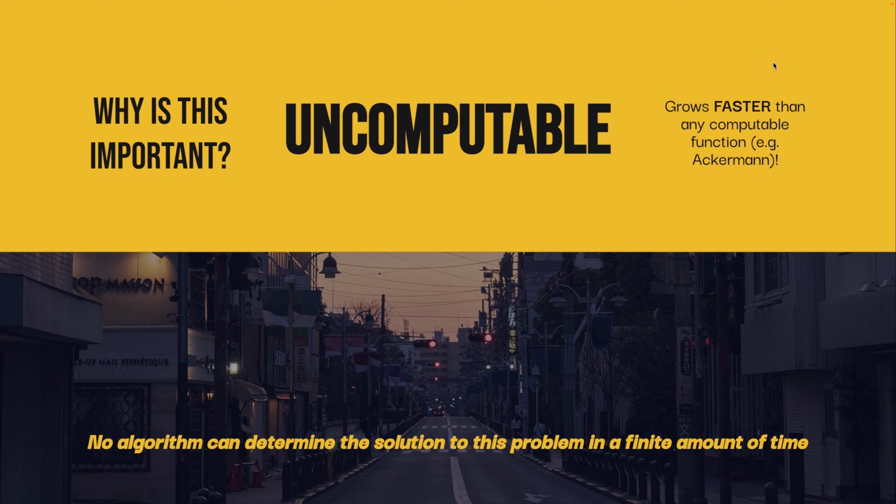Now, why is this important? The Busy Beaver problem, as we stated before, is uncomputable. In other words, no algorithm can determine the solution to this problem in a finite amount of time. This means that the Busy Beaver function grows faster than any computable function. For example, the famous Ackermann function grows slower than the Busy Beaver function because the Busy Beaver function is uncomputable and the Ackermann function is a computable function.